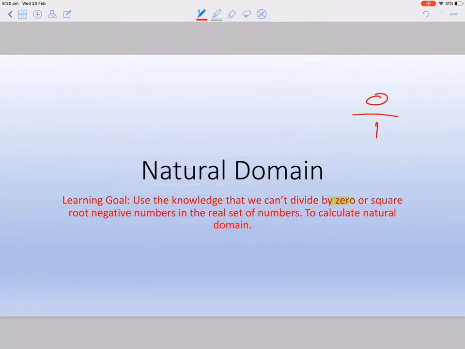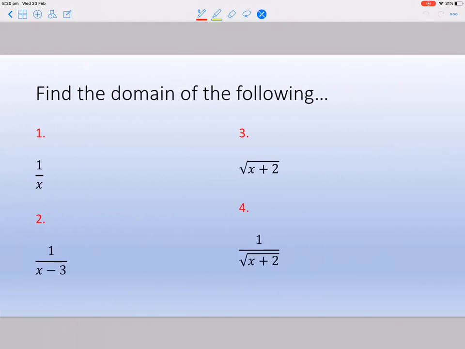Also, because we're using the real set of numbers, we're not up to imaginary numbers or anything like that. You can't square root any numbers that are negative, and so we're going to be looking at that fact too. All right, let's get on to examples.